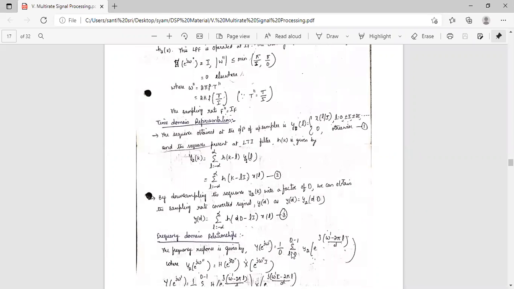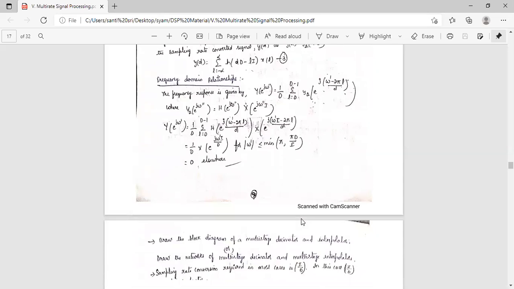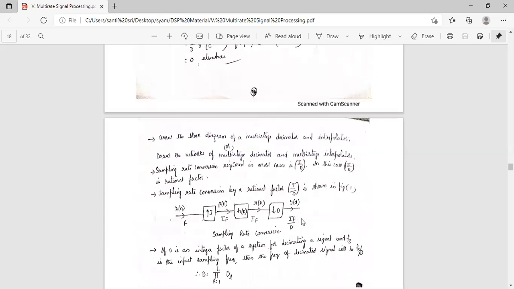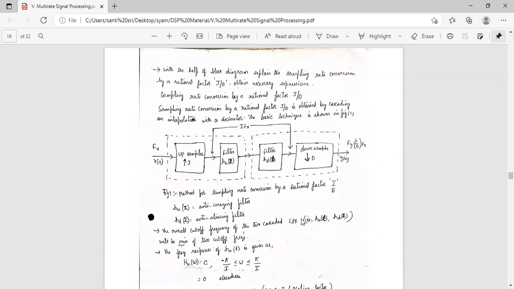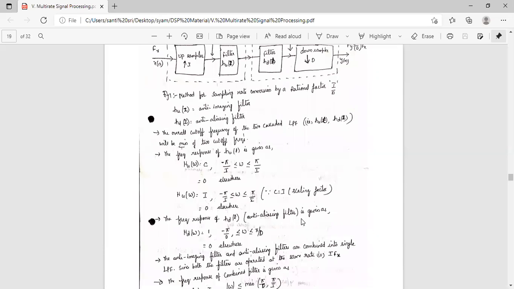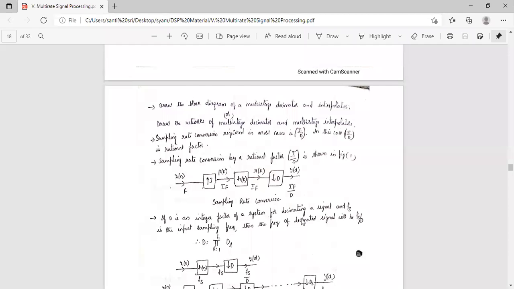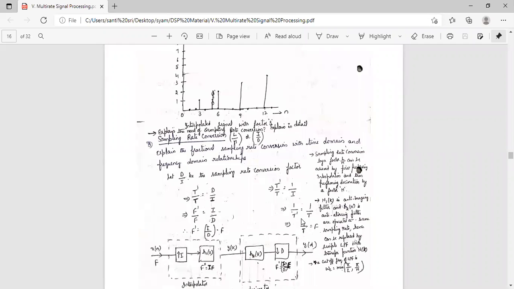And the frequency domain relationships are like this. We'll explain this topic again in the next class. Sampling rate conversion, okay. With this I'm concluding today's session. Thank you.